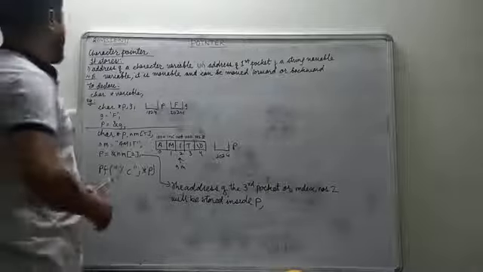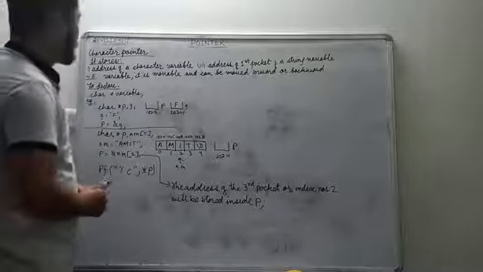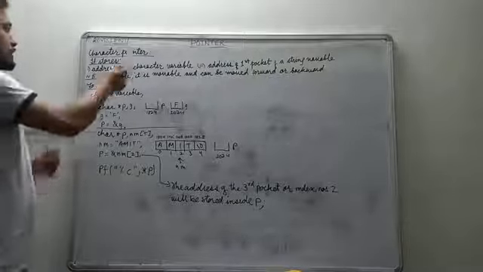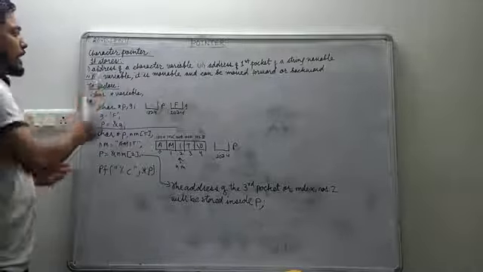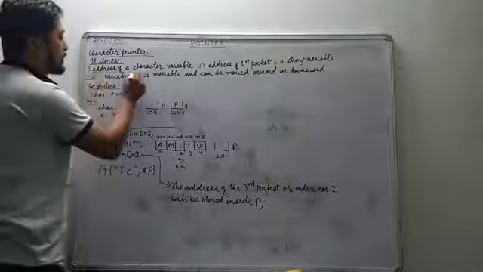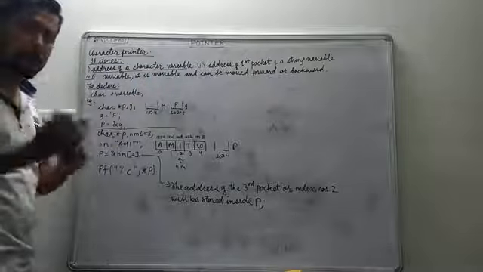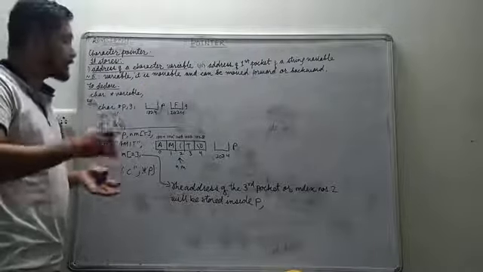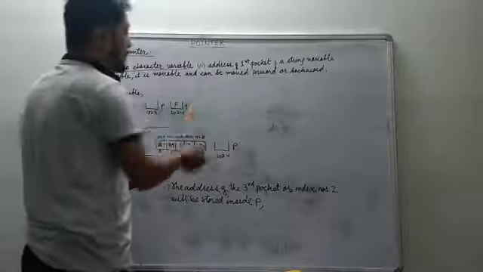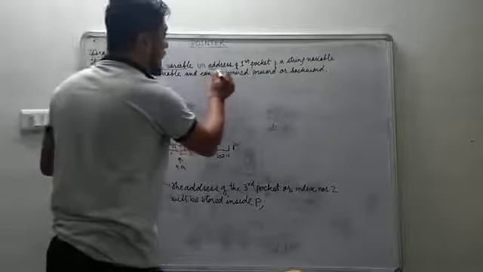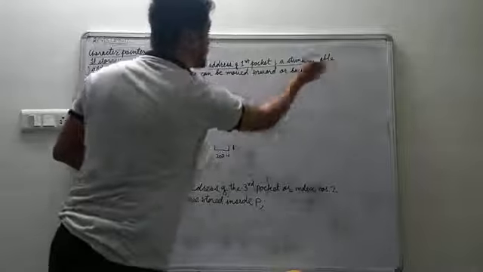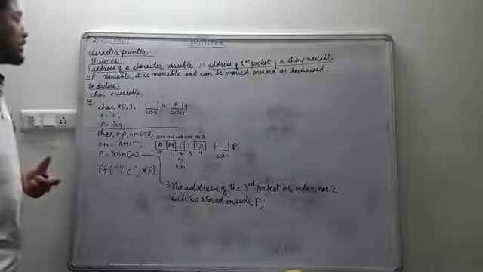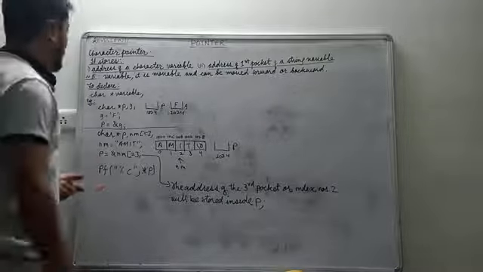So now next is the character pointer. Let's start with this. It stores the address of a character variable, and a character pointer also stores the address of the first pocket of a string variable. So let us see what I mean by this.